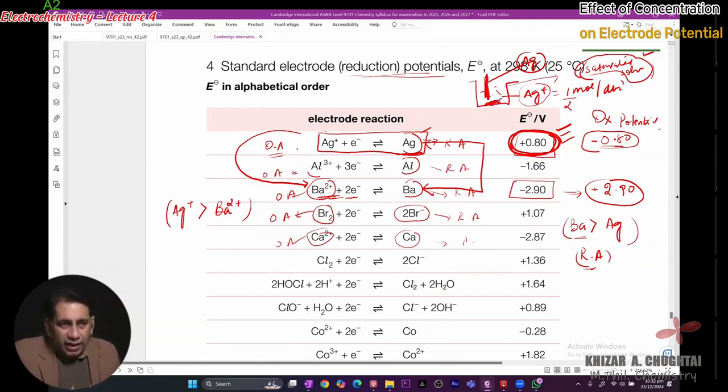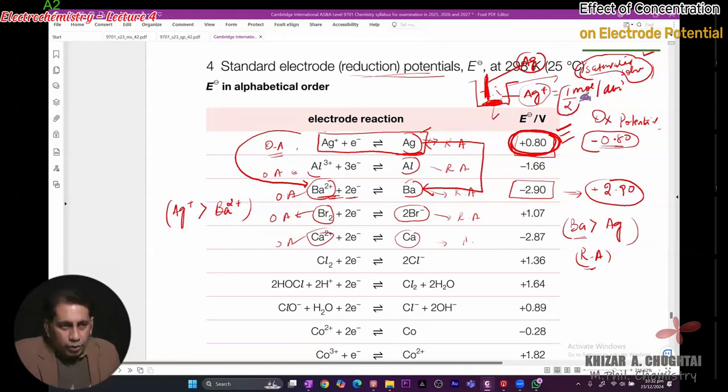The second thing is this one: as it has settled down, some of the undissolved compound is also present in the beaker. Again, it indicates that this compound is not fully soluble. And if it is not fully soluble, it simply means it is not 1 mole per dm cube. This is a KAC tip and trick, you can say.